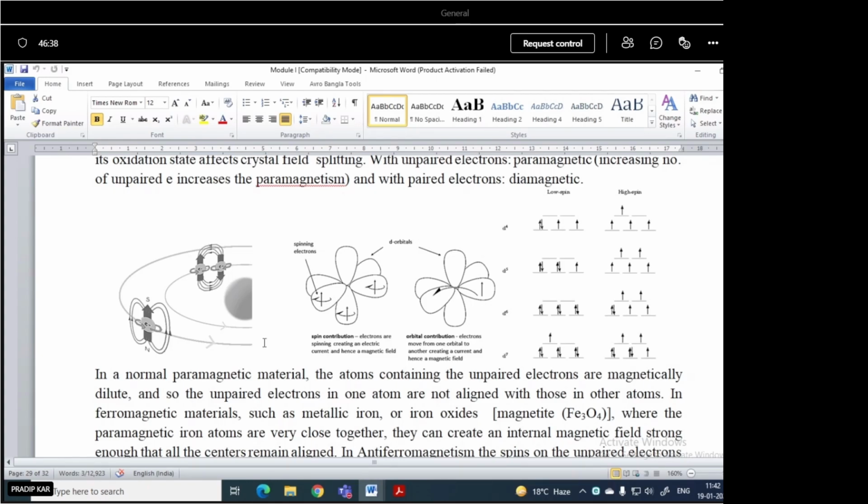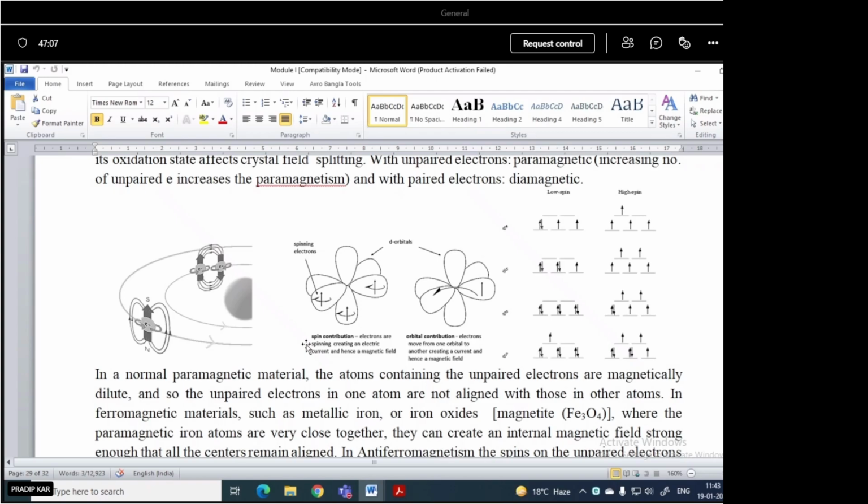I have explained that when electrons are paired up in an orbital, one cancels out the magnetic moment of the other. But when it is lone in the orbital, it may give a particular magnetic field which may interact with the external magnet. So the compound has magnetic property. Is it clear? Yes, sir.